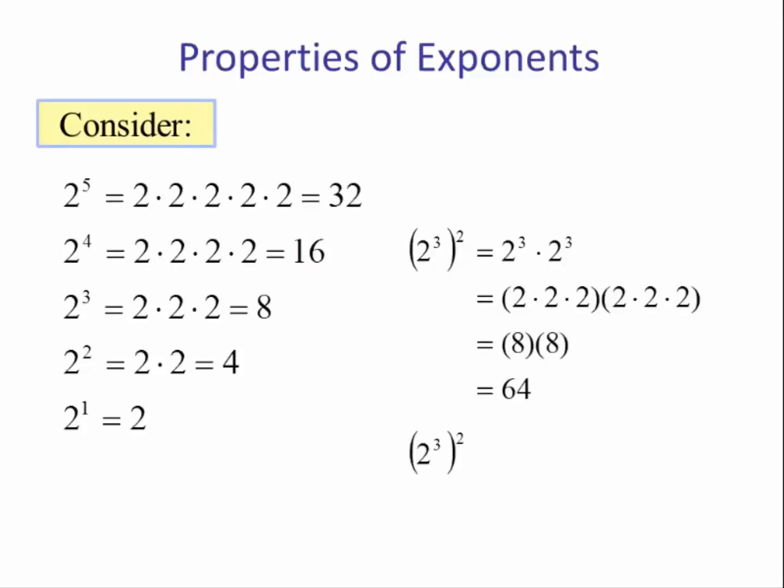Using the property of exponents, if we take a power and raise it to a power, this is when we multiply. So 3 times 2 is 6, and 2 to the 6th power is 64.